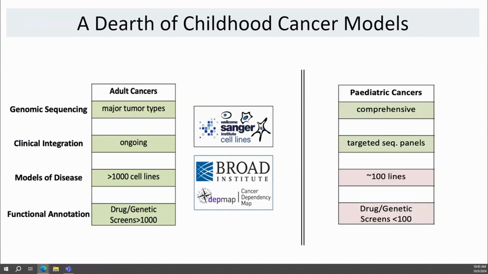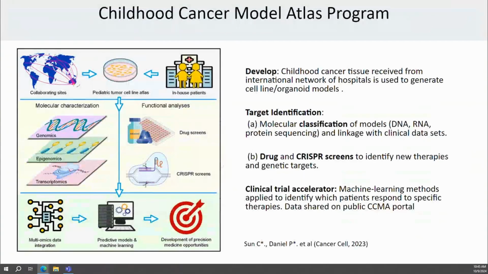But at the same time, if we look at what's been done in pediatric cancers, there's really been, at a log scale, less numbers of cell lines that have been profiled. So if you look in DepMap, there's probably around 100 or so cell lines that have been subjected to whole genome CRISPR screens and incorporated in these efforts. So we saw this as an opportunity to really expand our knowledge in pediatric cancers, in particular brain cancers.